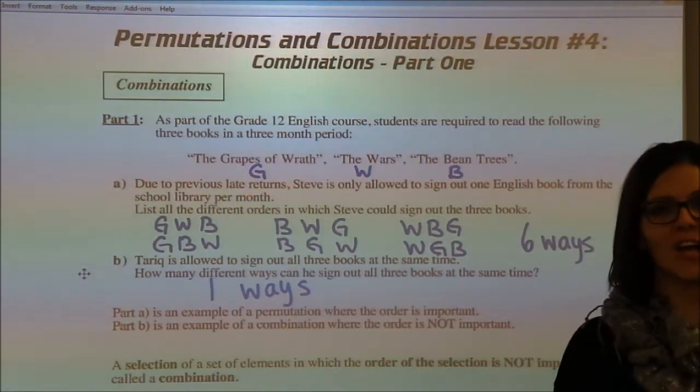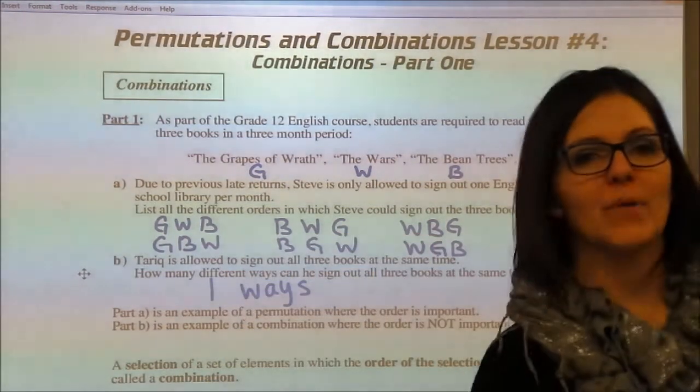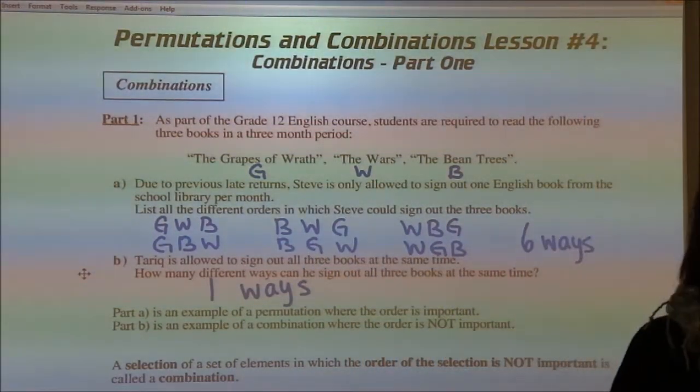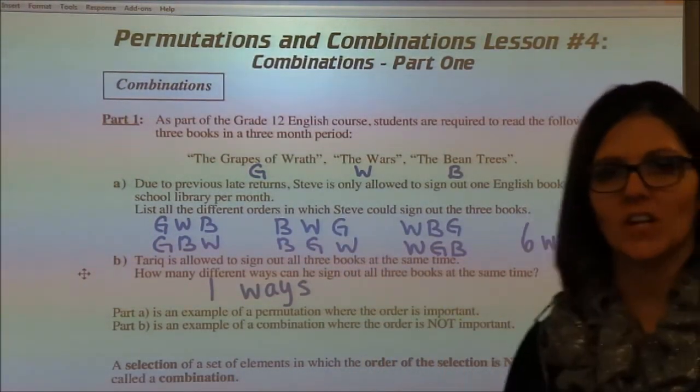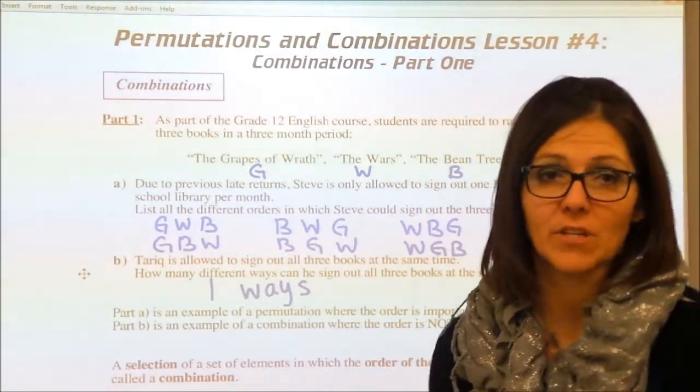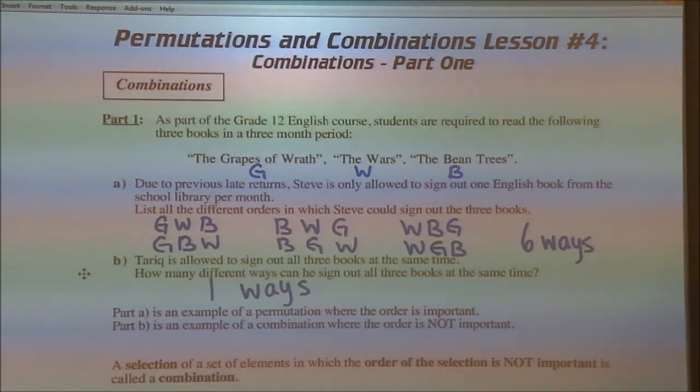Whereas Stephen comes into the library, returns The Bean Trees, and takes out The Wars, and The Grapes of Wrath stays on the shelf. He only leaves the library with this book, and then a month later exchanges it for a different book, and so on. Tariq gets to take all 3 out at the same time. So with Stephen, order is important. It matters which book he takes out first because that's the first book he reads. With Tariq, order is not important. He takes them home and then he can decide which order he's going to read the books in.